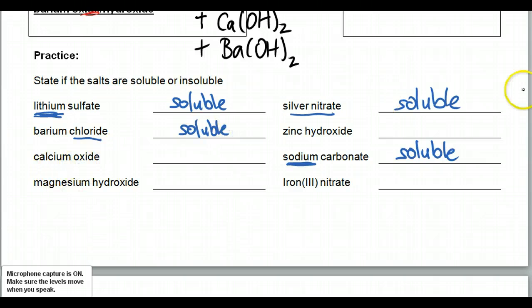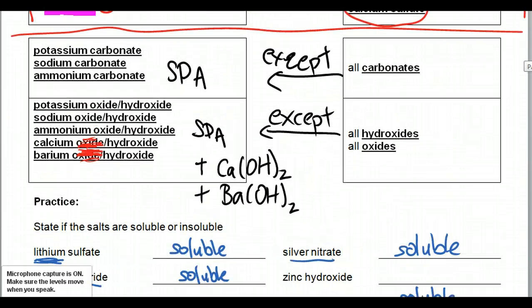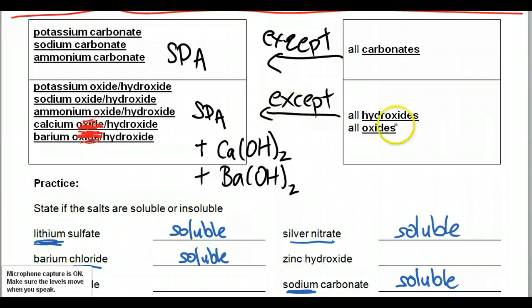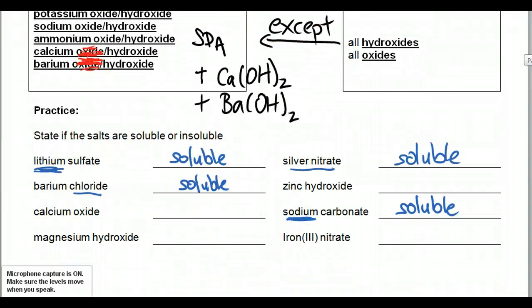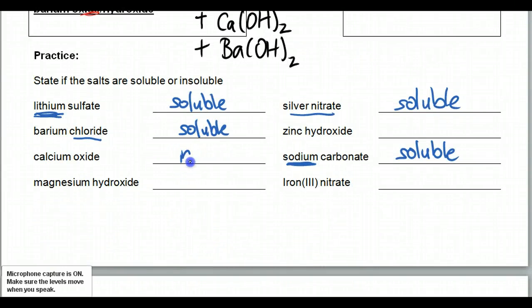Let's look at calcium oxide. So, oxides. All oxides are insoluble except for the following here. Potassium oxide, and so on. Oh, calcium here. Calcium hydroxide is soluble. What about calcium oxide? Calcium oxide is insoluble. So therefore, in this case here, calcium oxide is insoluble.